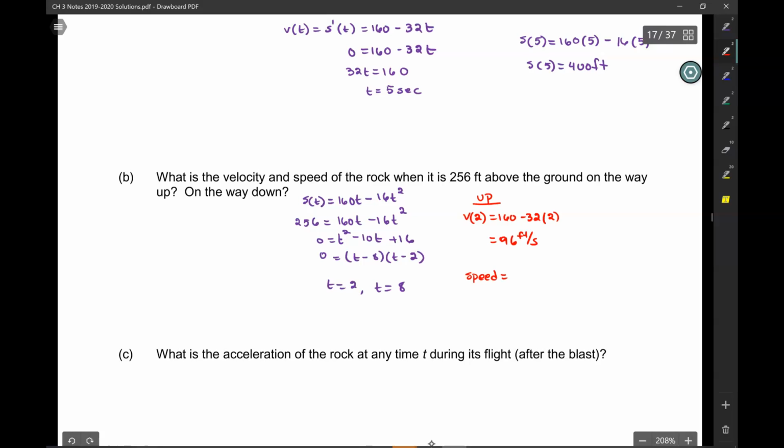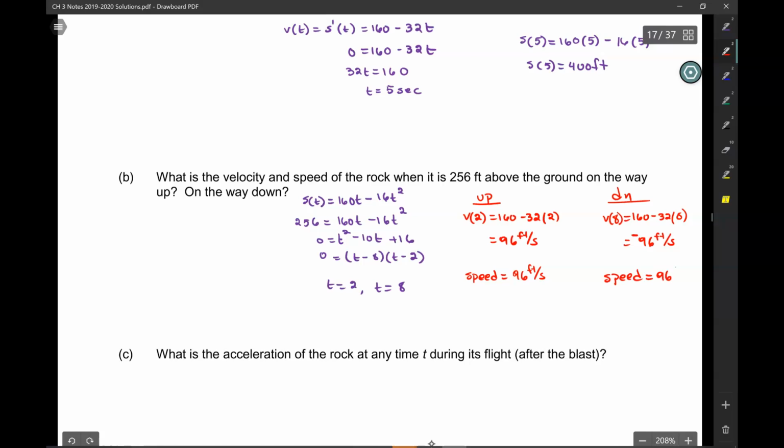On the way down, it's v of 8. 160 minus 32 times 8. Again, 96 feet per second. I'm sorry. This time, negative 96 feet per second. But the speed is 96 feet per second.